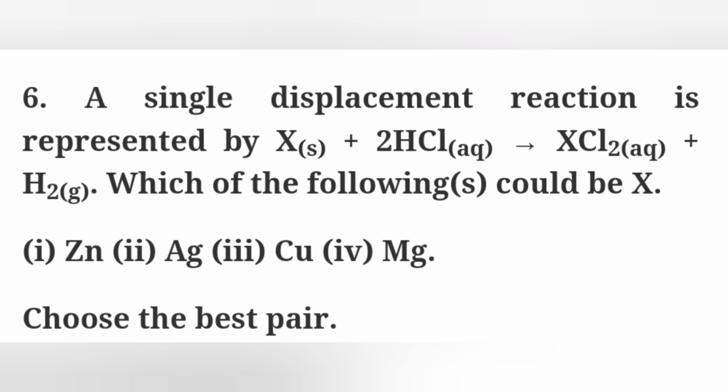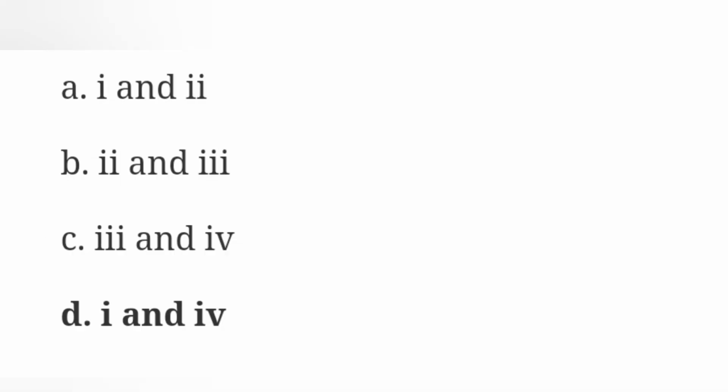Sixth one, a single displacement reaction is represented by X(s) plus 2HCl(aq) gives XCl2(aq) plus H2(g). Which of the following could be X? First one is Zn, second one Ag, third one Cu, fourth one Mg. Choose the best pair. Option D answer, 1 and 4 are correct.